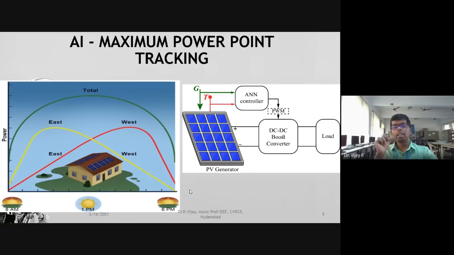Say for example, it is operating from morning 8 o'clock to evening 6 p.m. or 6:30 p.m. We need to extract maximum power from the sun. You all know the sun rises in the east and moves towards the west. So your panel also has to tilt to whatever angle the sun is moving. Your panel has to take the maximum power from the solar.